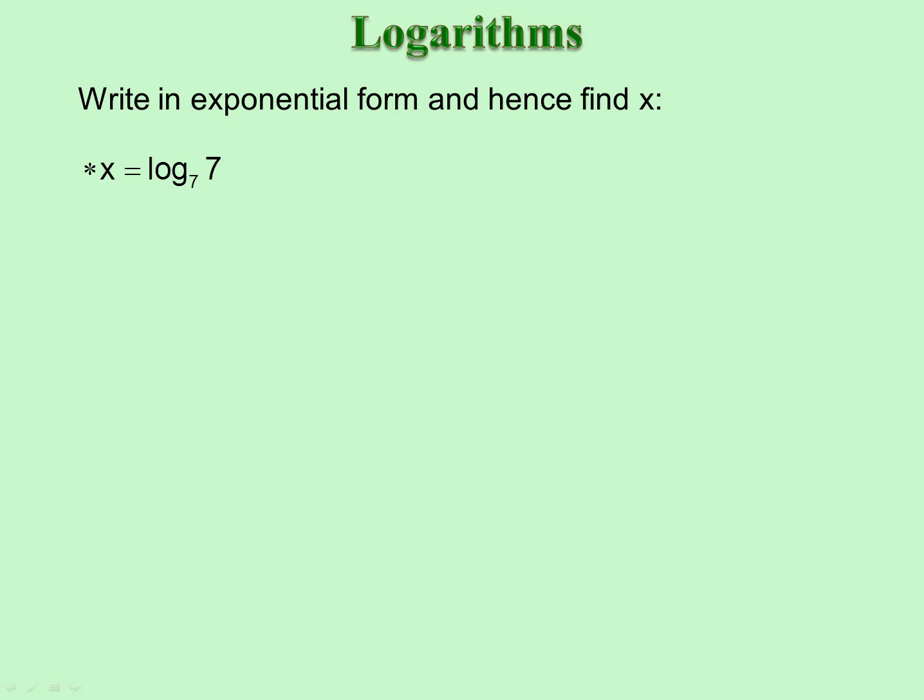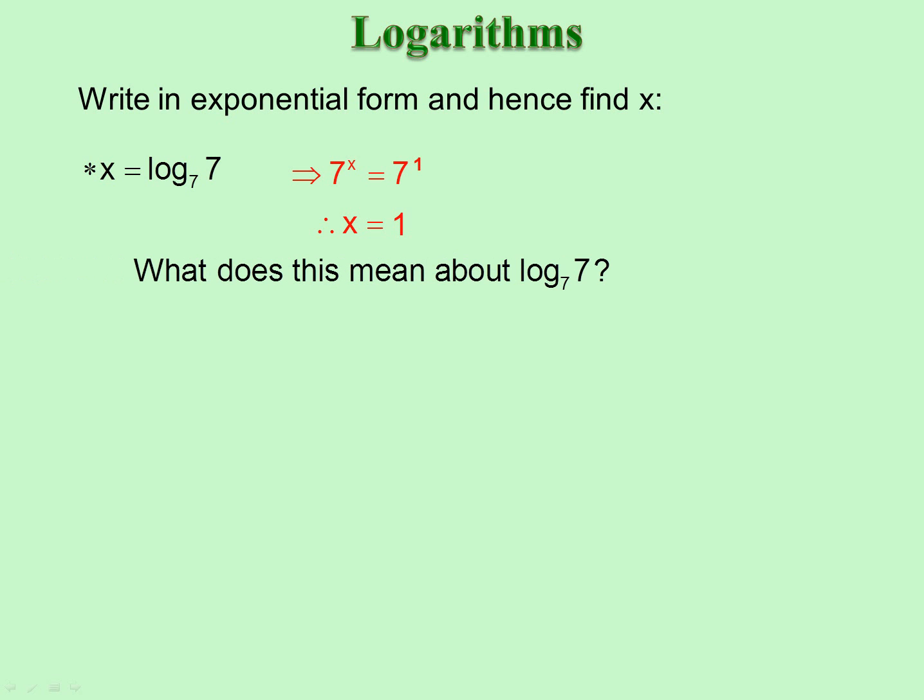Bit of investigation here. Log of 7 to base 7 equals x. Means 7 to the x equals 7, which is 7 to the 1. And of course 7 to the x equals 7 to the 1 means that x equals 1. So what does this mean about log of 7 to base 7? Well, we started with log of 7 to base 7 equal to x. Now we know x is 1, therefore log 7 to base 7 equals 1.